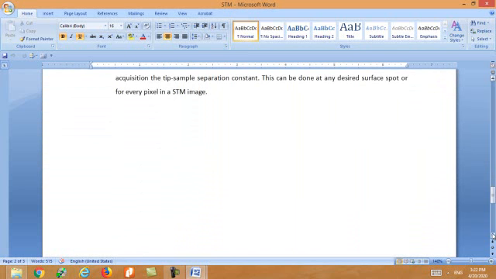This is the general operation and general description of the STM, and I hope you all understand some initial view about the SPM, and how it is similar to the AFM. STM and AFM are both examples of scanning probe microscopy.